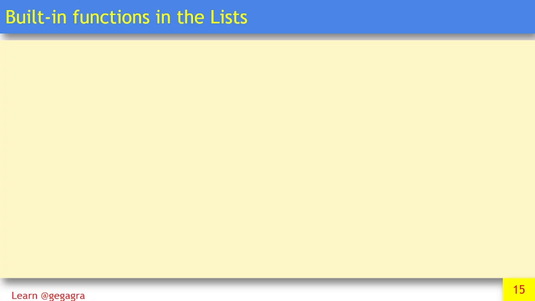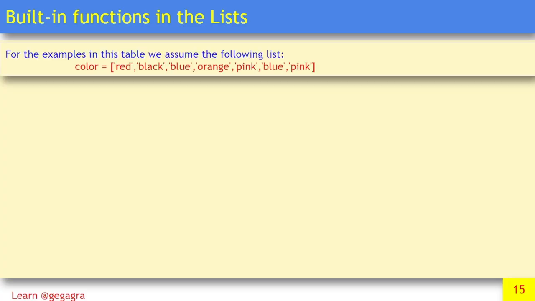So here this is a presentation, and first we have to assume a list. I have assumed a list color, and these are strings: red, black, blue, orange, pink, blue, pink. So there are 7 colors or 7 strings, you can say. Now we are going to apply the inbuilt functions on the list. There are several inbuilt functions.